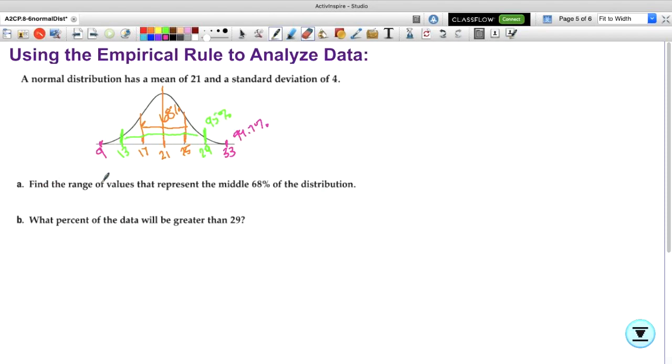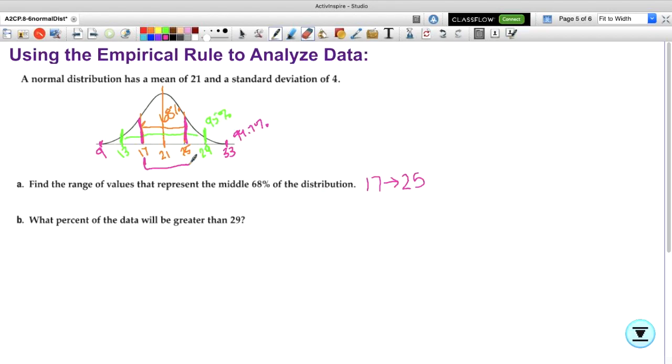So it says, find the range of values that represent the middle 68% of this distribution. So if I want 68%, I want from here to here, right? Well, those are going to represent all the values that are from 17 to 25, right?